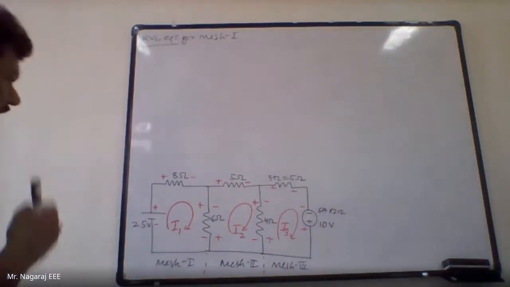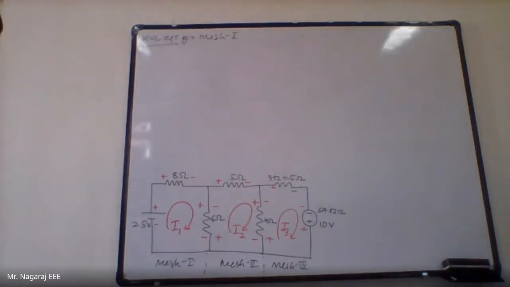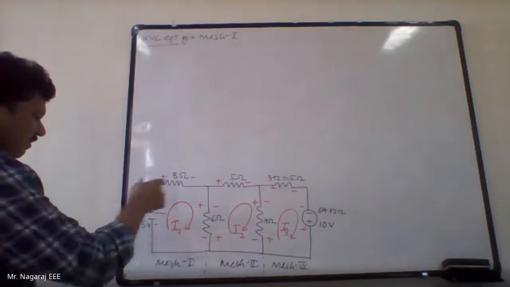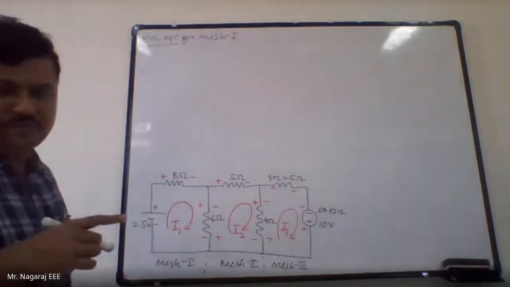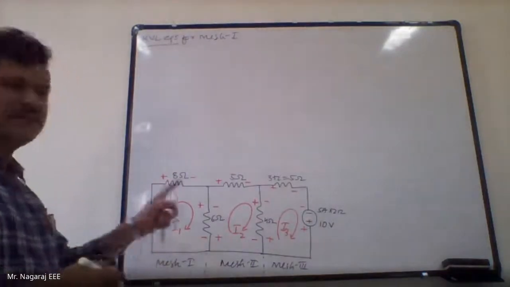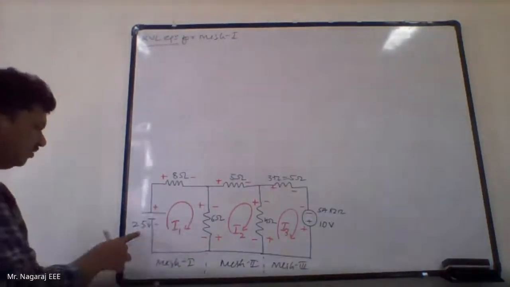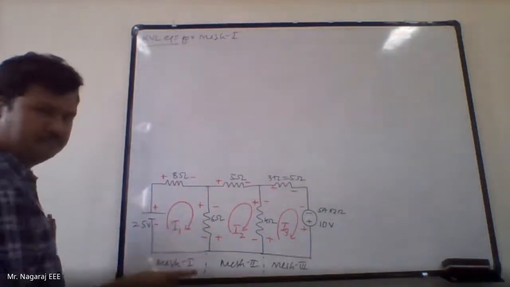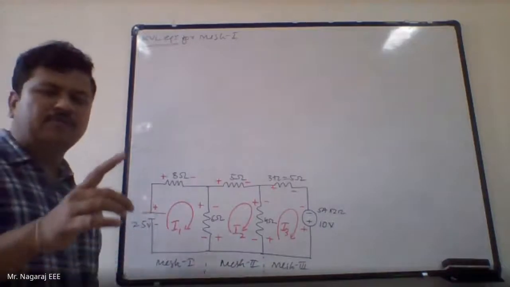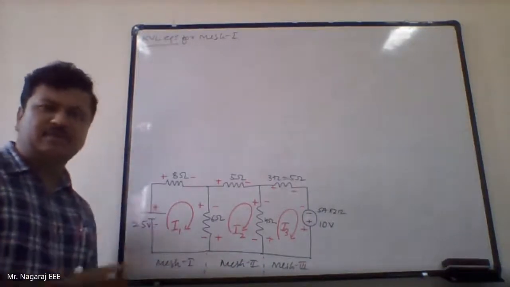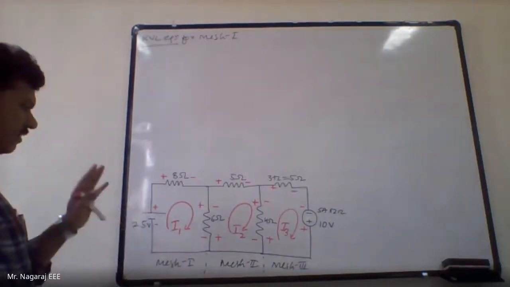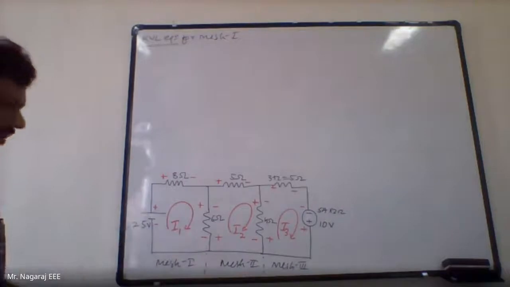Okay. Now I have to write the equation for mesh 1. So how to write the equation? I should be tracing the circuit in clockwise direction and observing whether I get a rise in potential or fall in potential across each element. So there are 3 elements, 25 volt, 8 ohm and 6 ohm. So the number of terms in the equation should be equal to the number of elements in that particular mesh. So there are 3 elements in this mesh. There will be 3 terms in mesh 1 equation.